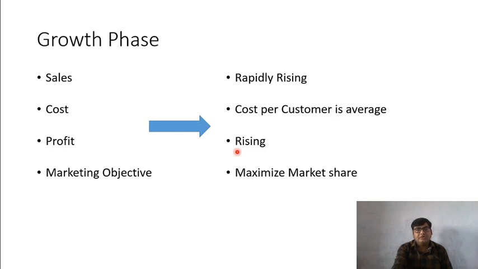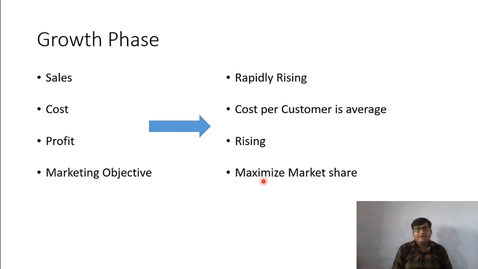Second, the growth phase. In the growth phase, sales will be rising. Cost per customer will be average. Cost per customer goes from high to average. Cost per customer is reducing. And as cost per customer is reducing and sales are rising, our profit will start rising as well. And what will be our marketing objective? Our marketing objective will be to maximize the market share.